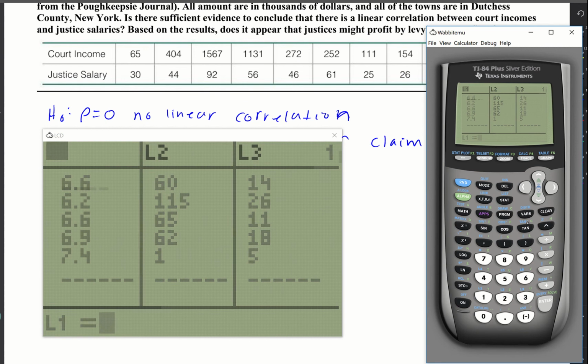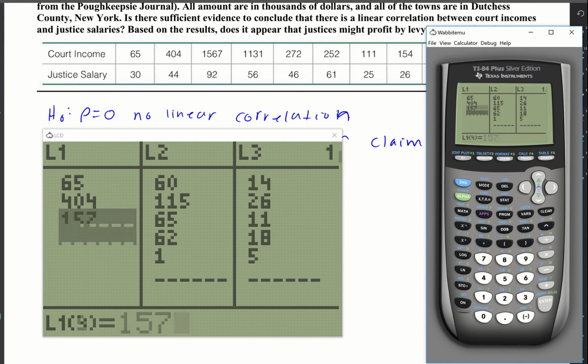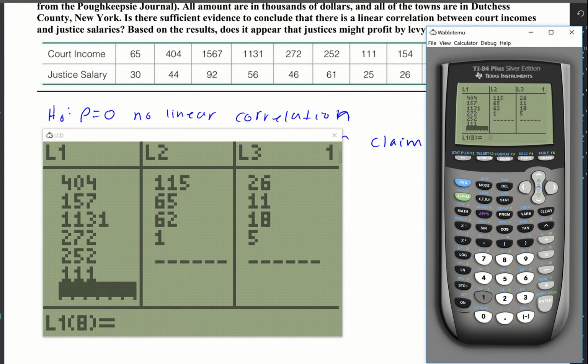So 65, 404, 1, 5, 6, 7, 2, 2, 5, 2, 1, 154.